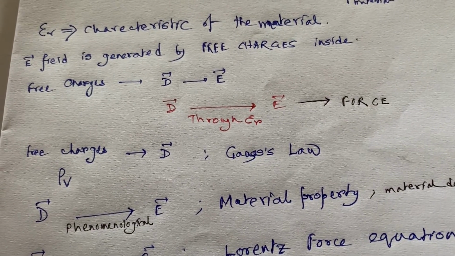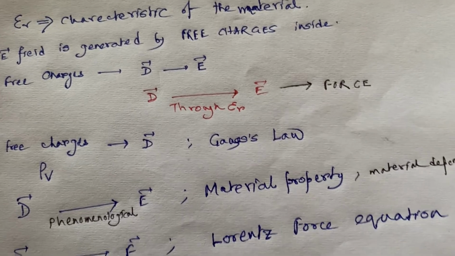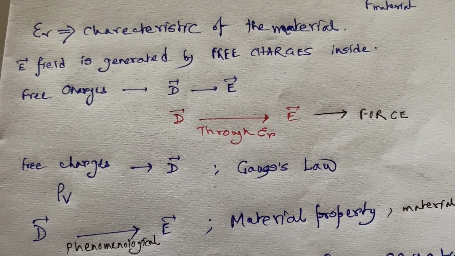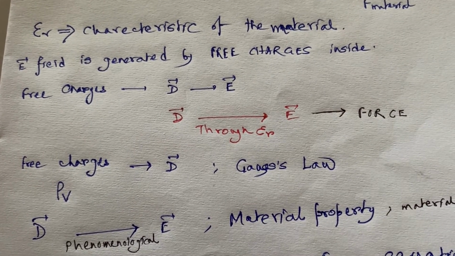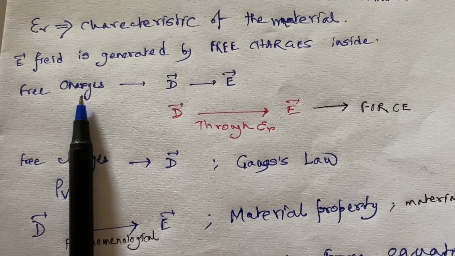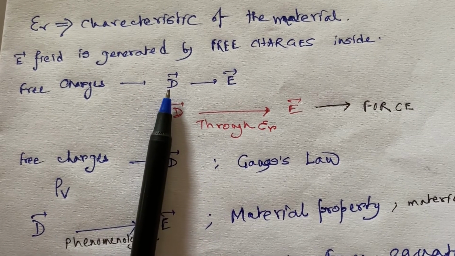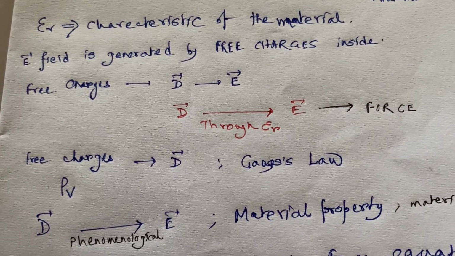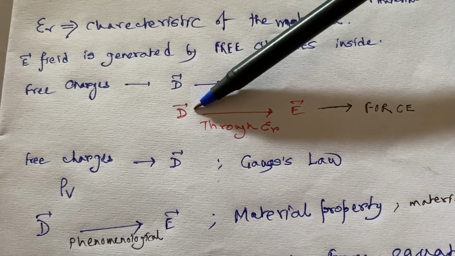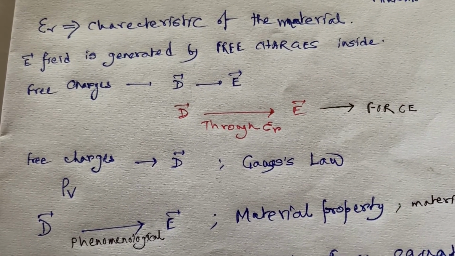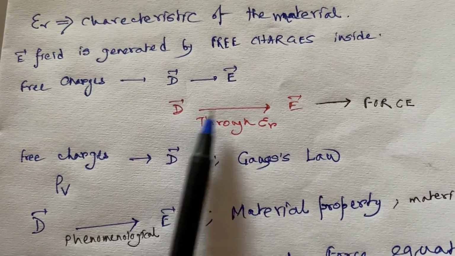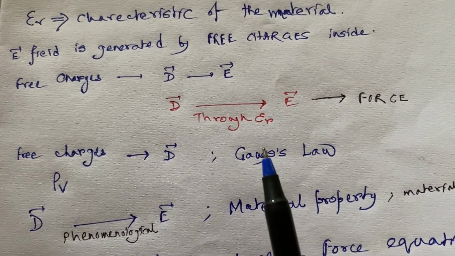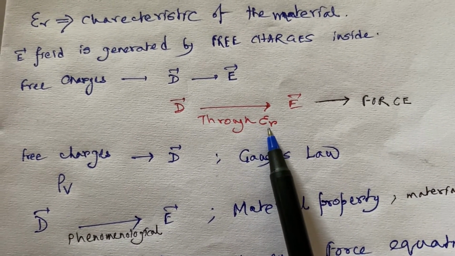Now, the electric field which is generated is not by all the charges inside the material. It is generated by actually the free charges inside the material. So what happens is the free charges inside the material give rise to flux density, and this flux density in turn gives rise to the electric field. And the gap between this D and E is bridged through epsilon R.